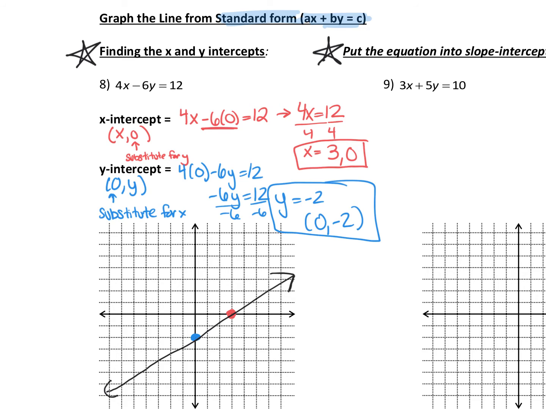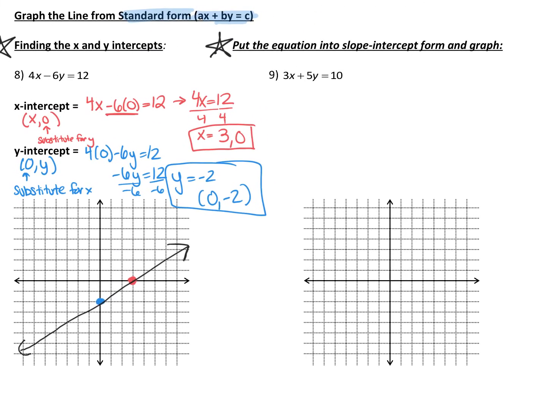The other option is to put the equation in slope-intercept form. What does this mean? This essentially means we're going to solve for y. To get y alone, I'm going to move the x first. Since it's a positive 3x, I'm going to subtract my 3x to the other side. Then I have 5 times y, so I'm going to divide everything by 5.